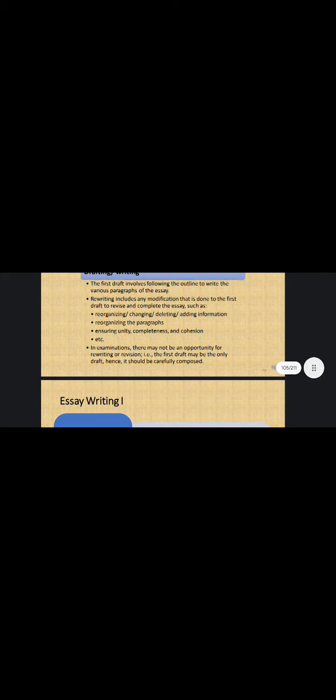So rewriting includes what? Modifications that are done to the first draft to revise and complete the essay, such as organizing, changing and deleting information or adding information, and then reorganizing the paragraphs. That is also another point under the first initial draft, and also ensuring unity, completeness, and cohesion or coherence. That is the most important thing in the writing stage. And then in an examination, there may not be any opportunity for rewriting or revision.